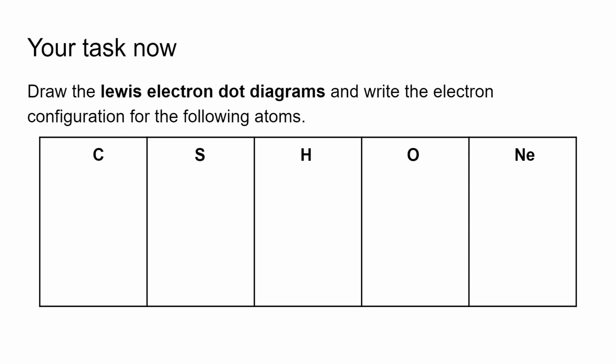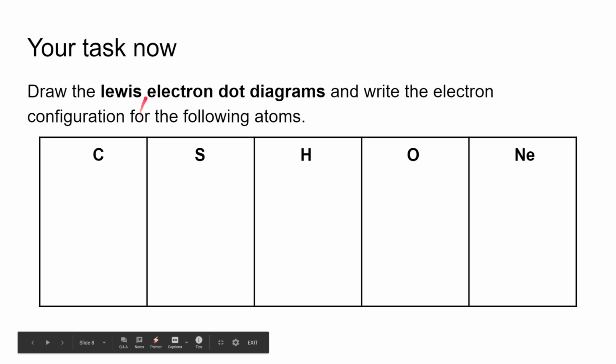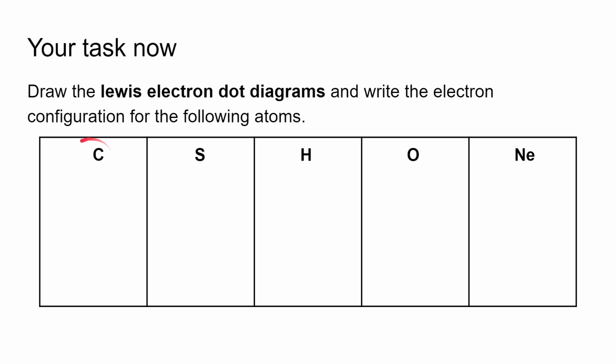So, your task now, I'll get you to do this if we're in class, but we're not in class. Draw the Lewis electron dot diagrams and write the electron configurations for the following atoms. So let's have a look at carbon.